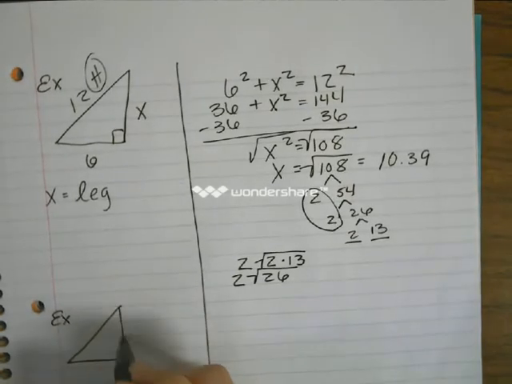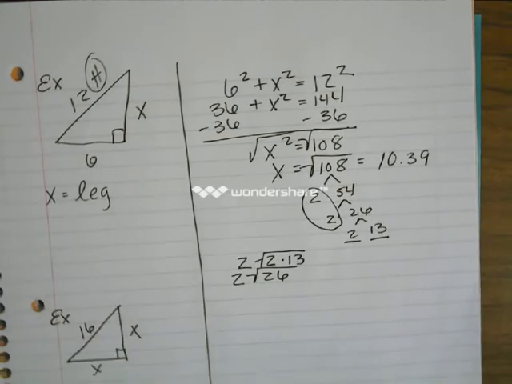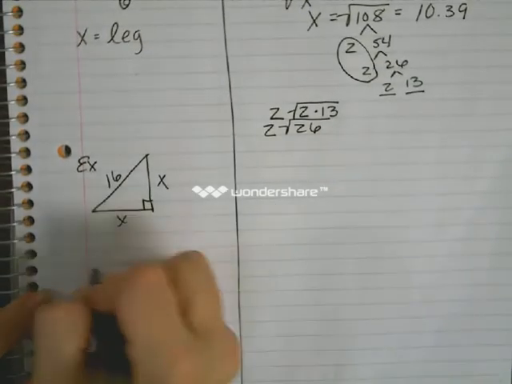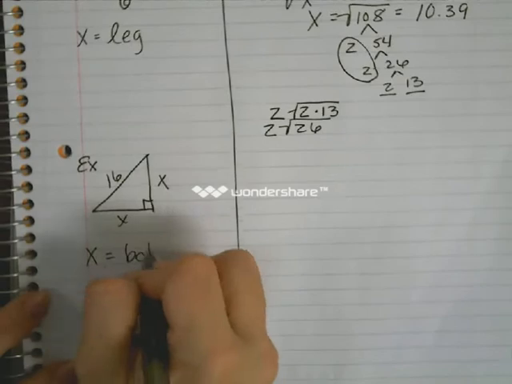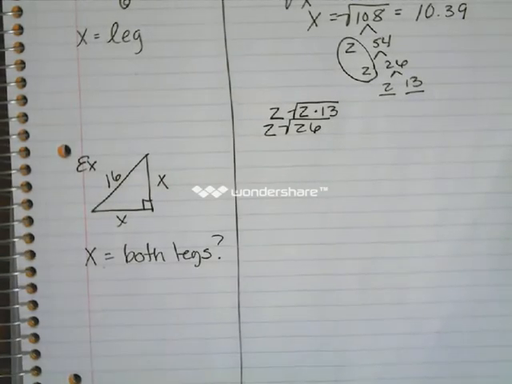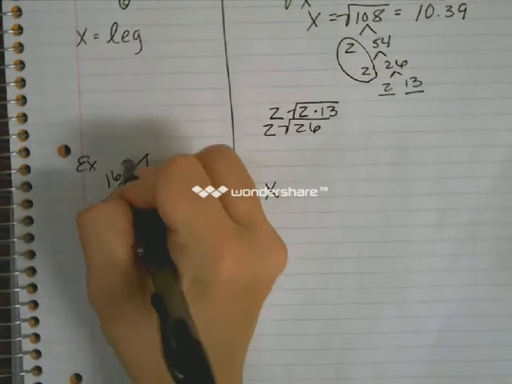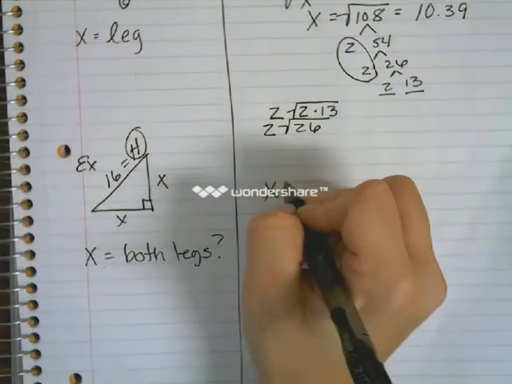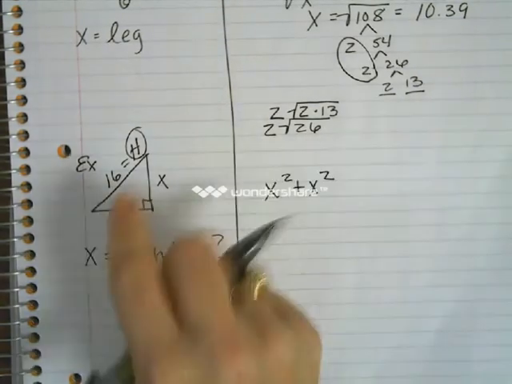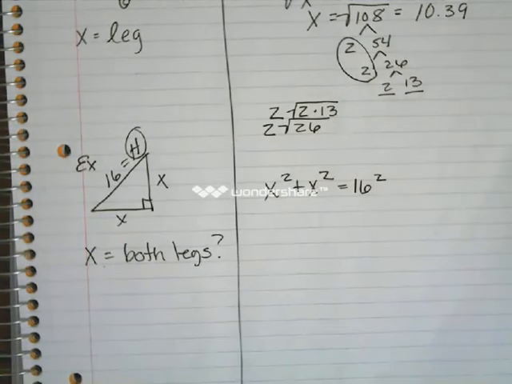What happens if you have that picture? We have 2 x's in the picture. Can we still solve it? You sure can. This is still your hypotenuse, right? Okay, so we have x squared plus x squared equals 16 squared. The problem is right here. A lot of people want to tell me that this is x to the 4th.